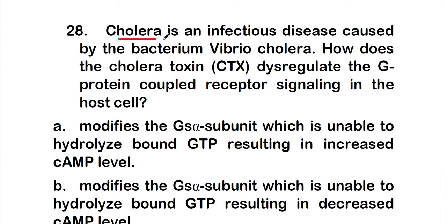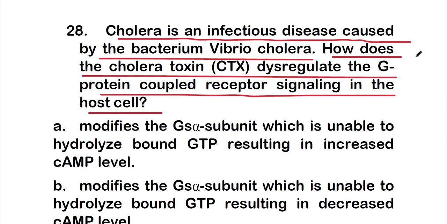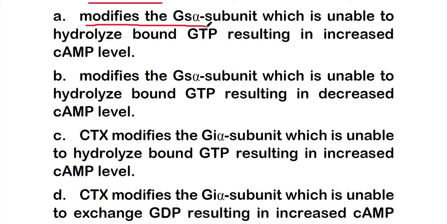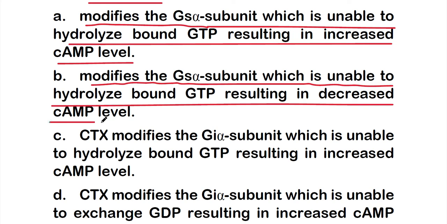Next is, cholera is an infectious disease caused by the bacterium Vibrio cholerae. So how does the cholera toxin dysregulate the G protein coupled receptor signaling in the host cell? The options are option A, modifies the Gs alpha subunit which is unable to hydrolyze bound GTP, resulting in increased cAMP level. Option B, modifies the Gs alpha subunit which is unable to hydrolyze bound GTP, resulting in decreased cAMP level.